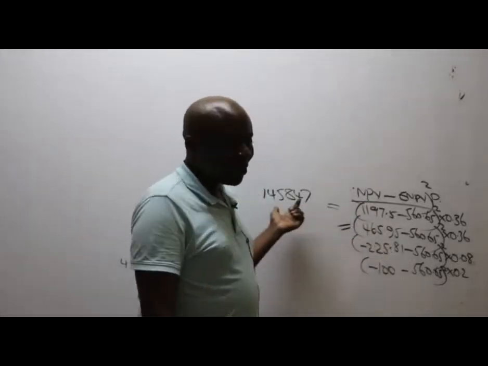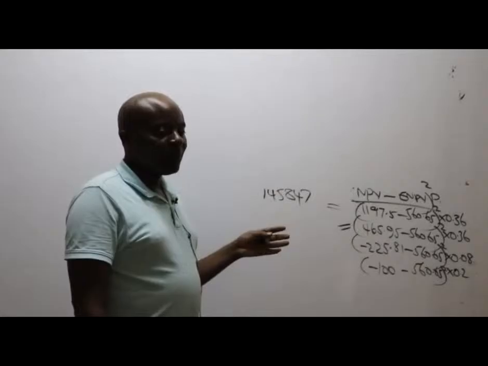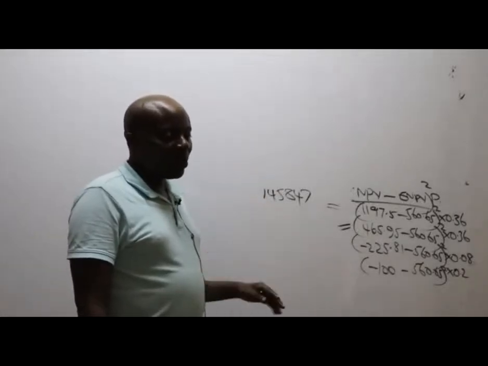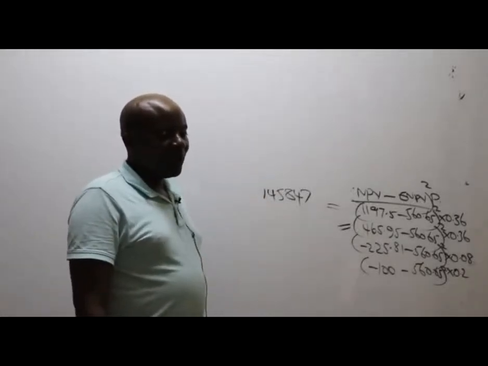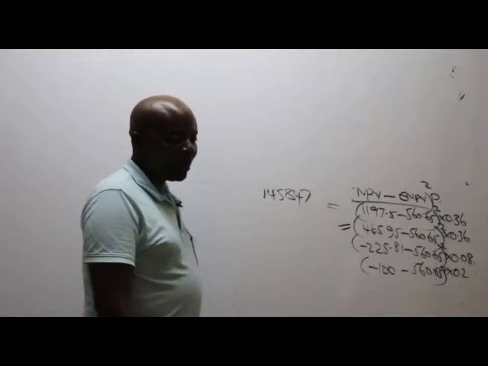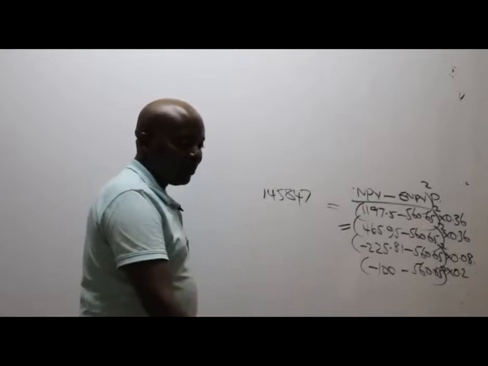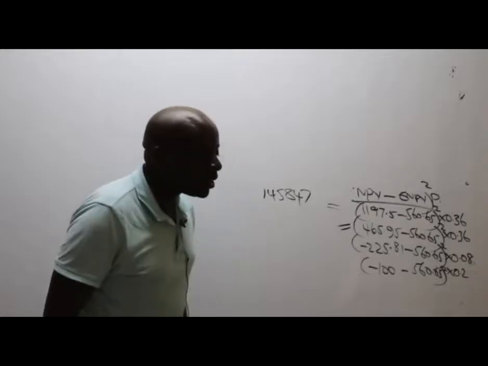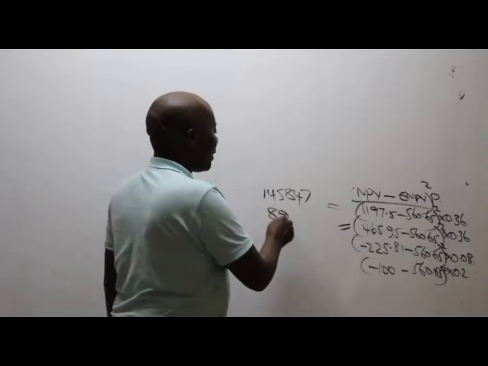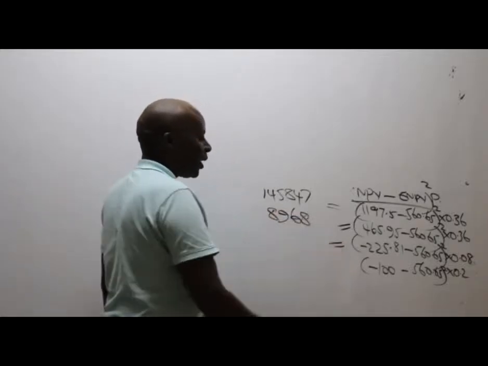Could you kindly give me a whole number? I would have wanted to write the decimals, but because of time, please give me a whole number here. The second one is 8968. Go to the third one.